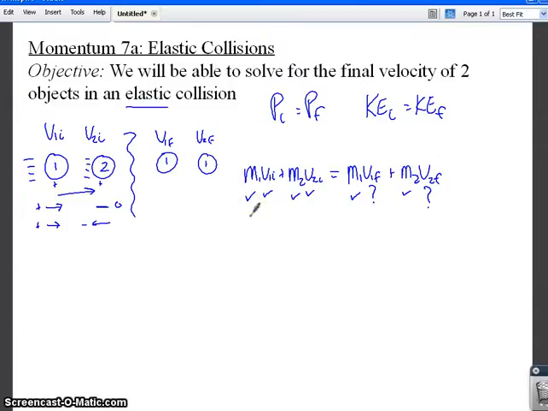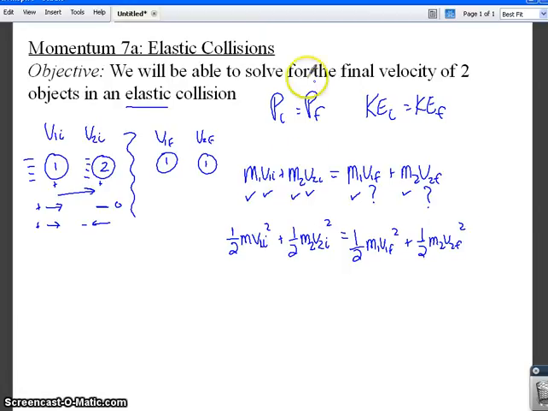And so we look at our kinetic energy equation: 1/2 m1 v1 initial squared plus 1/2 m2 v2 initial squared equals 1/2 m1 v1 final squared plus 1/2 m2 v2 final squared. All right, now we have two equations, two unknowns. We have conservation of momentum and conservation of kinetic energy.